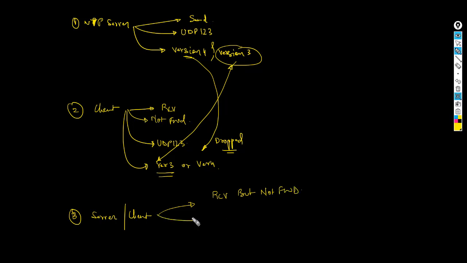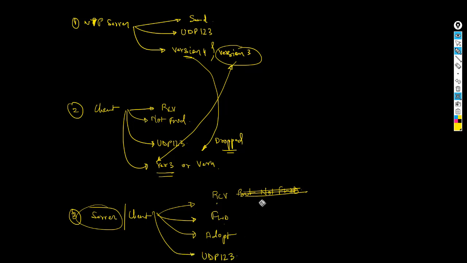But since I have a server role, it's now forwarding as well, so I can just strike this off. It will receive, it will forward, it will adopt. And yes, it's also listening on UDP 123. It's also going to be configured on either version 3 or version 4.